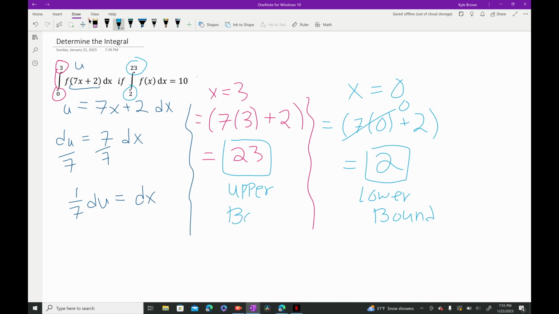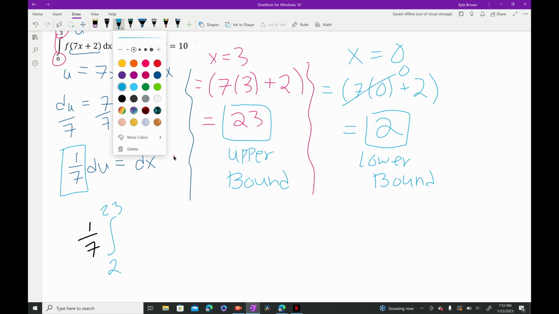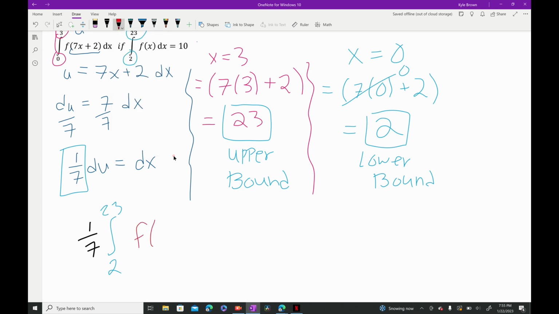what we can do is substitute the du value we have into this integral that equals 10. So here's what that looks like. What we have is this. We have the integral from 23 to 2, and we're going to take this 1 over 7, and then we're going to put inside of here f of u du.